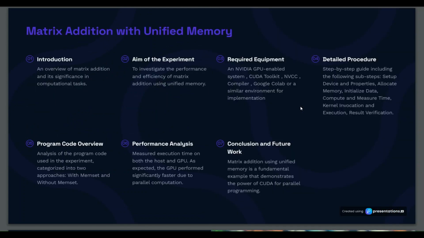Unified memory is a memory management technique that allows both the CPU and GPU to share the same memory space. This eliminates the need for explicit memory copying between the host and the device, making programming simpler and more efficient. It is particularly useful for applications requiring frequent data exchange between CPU and GPU, as it reduces programming complexity and overhead.